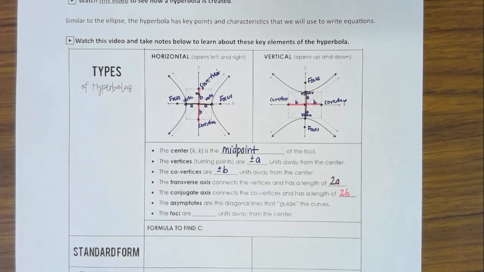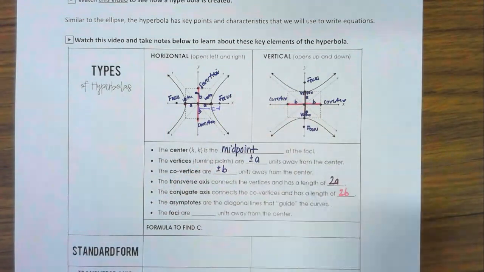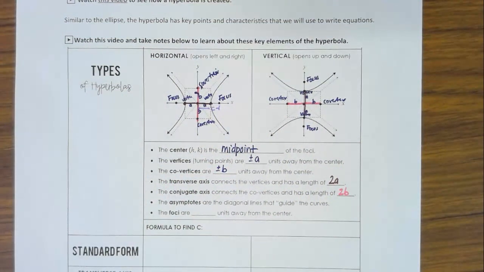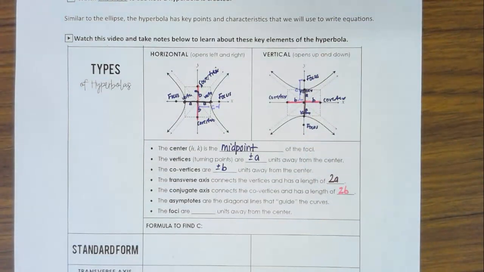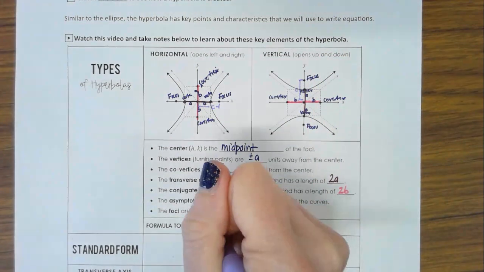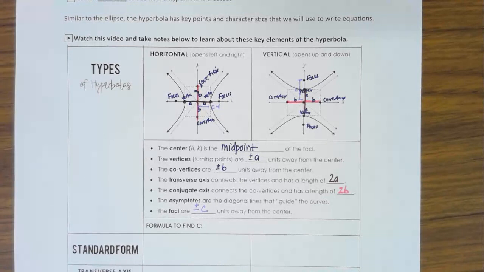And then finally, just like in our ellipse, our foci were C units away from our center. The same thing is going to happen when we are looking at our hyperbolas. So each focus point is going to go from the center C units away. And whether it's C units left or right, if my branches are opening left and right, or C units up and down, if my branches are opening up and down, my focus points are always going to be C units away from the center. And since it could be positive or negative to represent the up and down or left and right motion.